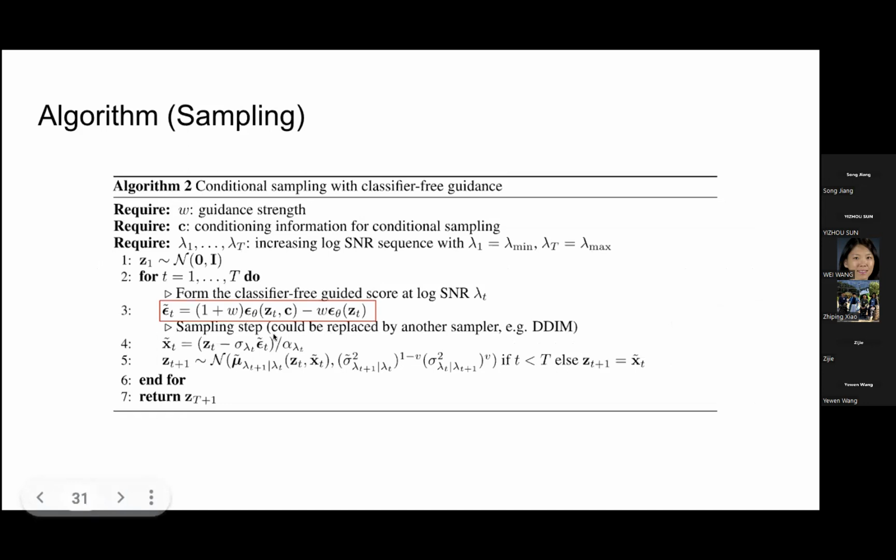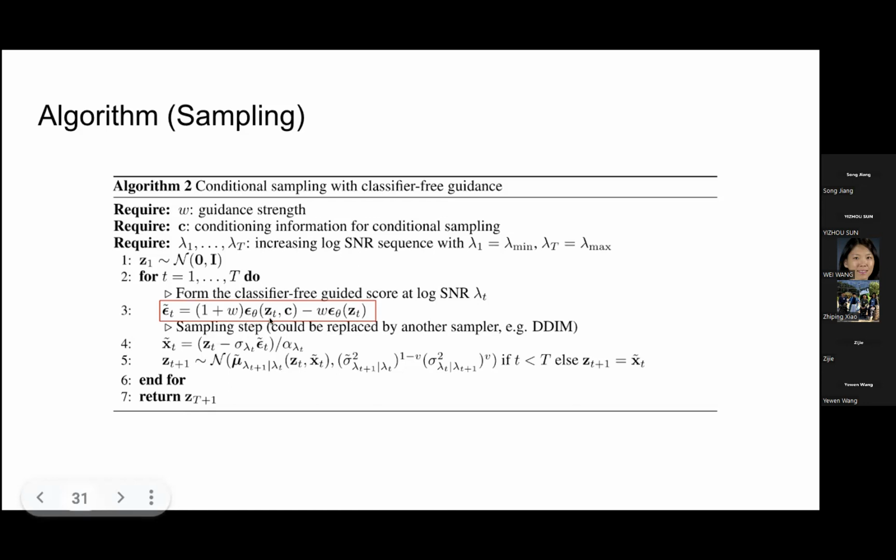And during the sampling, the only difference is that they are sampling twice. The first one is with the y. Here the ZT should be the x, the C should be the y. So ZT should be the xt, because they use a different notation system.